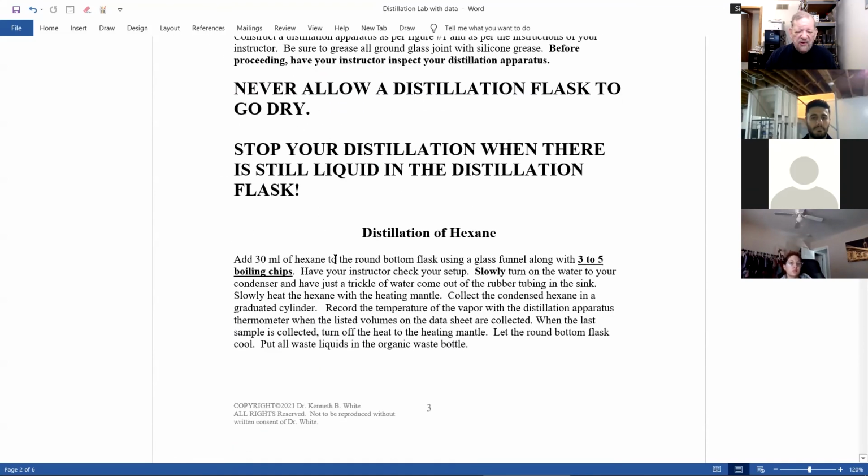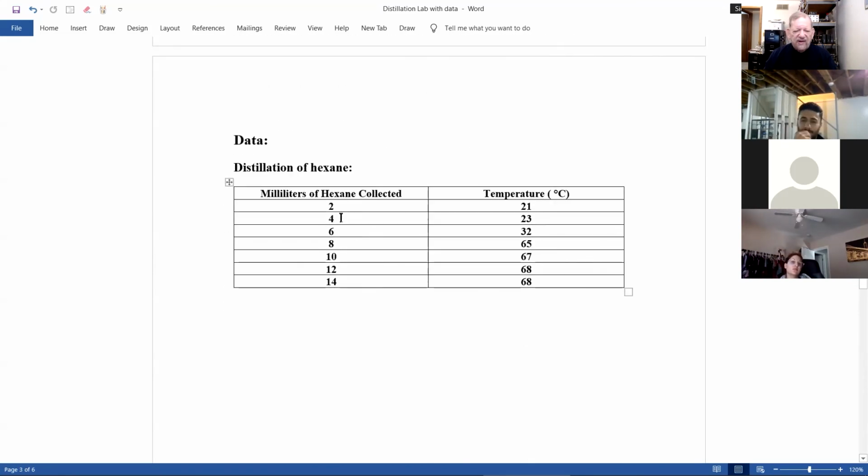And what you would be doing is slowly turning on the water, and you don't need a lot of water, and then you slowly heat it. And all of a sudden you see vapor coming up, and then drops coming down, and you'd have a graduated cylinder and collect it. And every 2 milliliters, you would record the temperature. Now, when the temperature sort of flattens out, it'll vary a little, that's your boiling point.